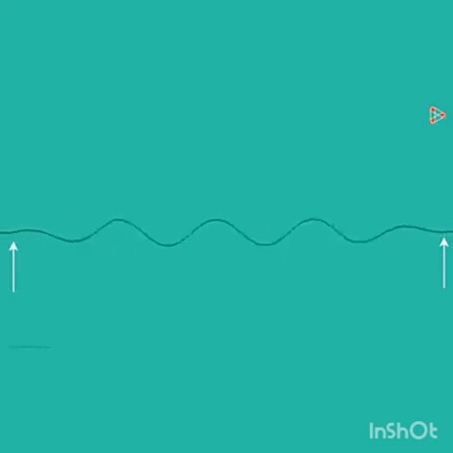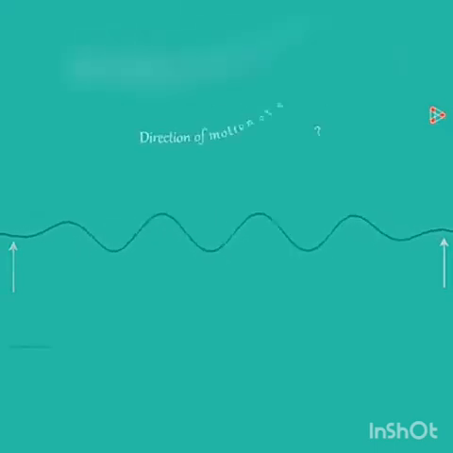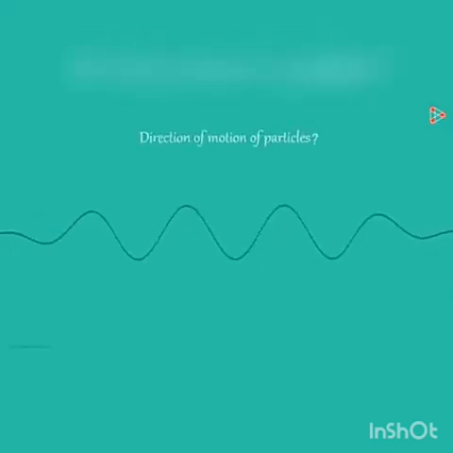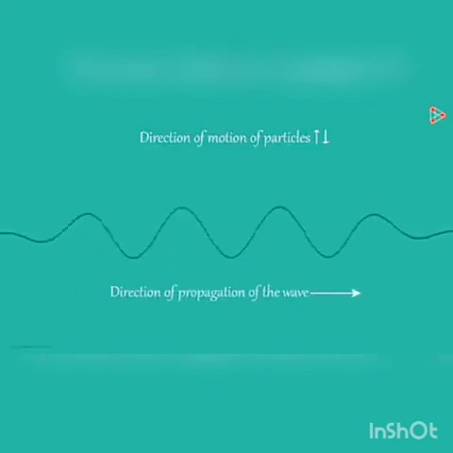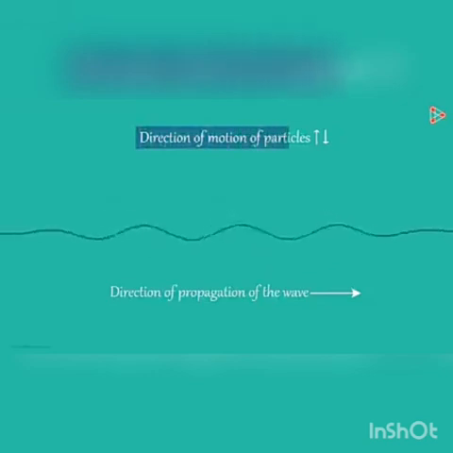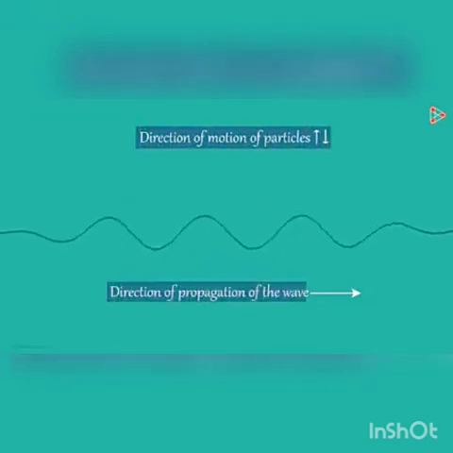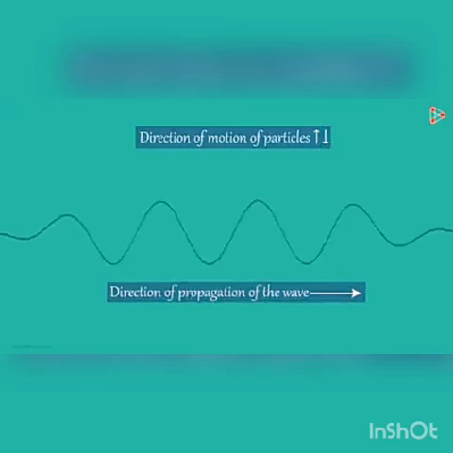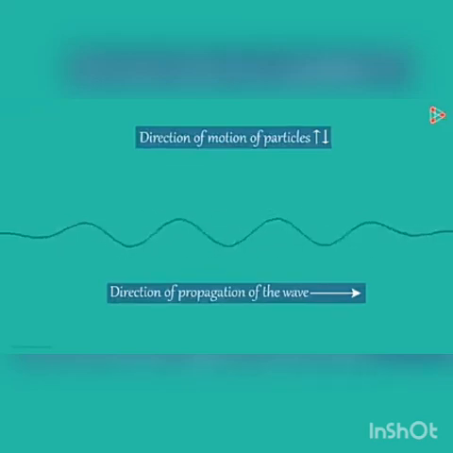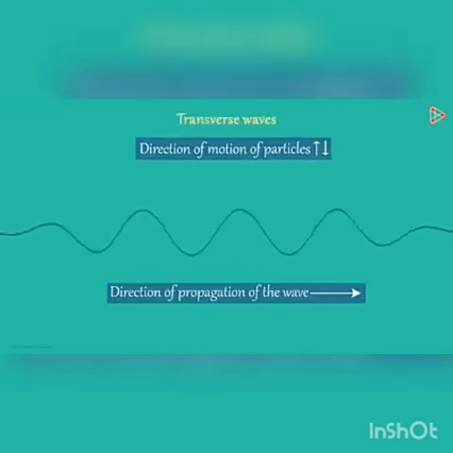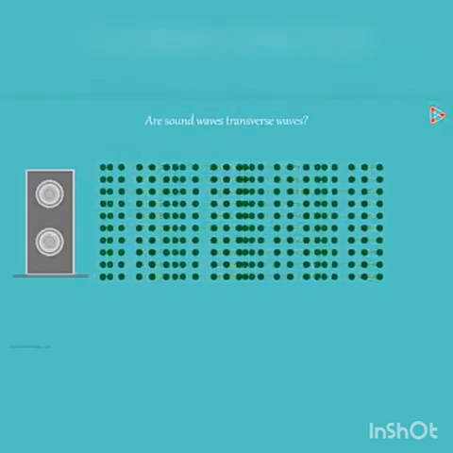What do you notice here? In what direction are the particles of the string moving? Up and down, right? And what about the direction of the propagation of the wave? It's moving to the right. Let me repeat it once. The particles in the string are moving up and down while the direction of propagation of the wave is towards the right. The particles are vibrating in a direction perpendicular to the direction of the wave. Such waves are called transverse waves. So are sound waves transverse waves?